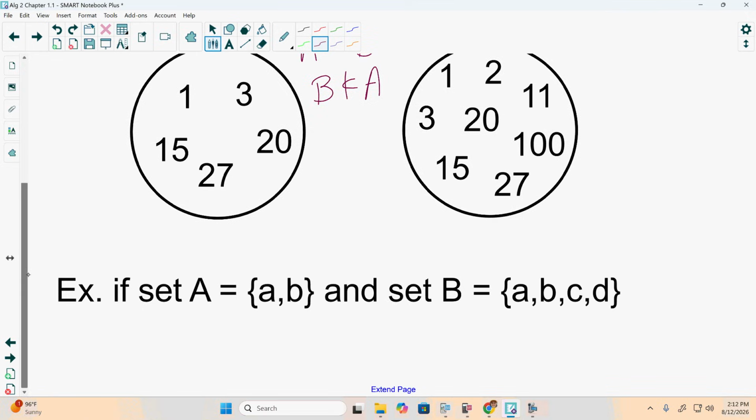Same thing is true with this here. Set A contains the elements A, B. B contains elements A, B, C, D. A is still a subset of B. B would not be a subset of A. We good with subsets so far? Okay, let's make some.